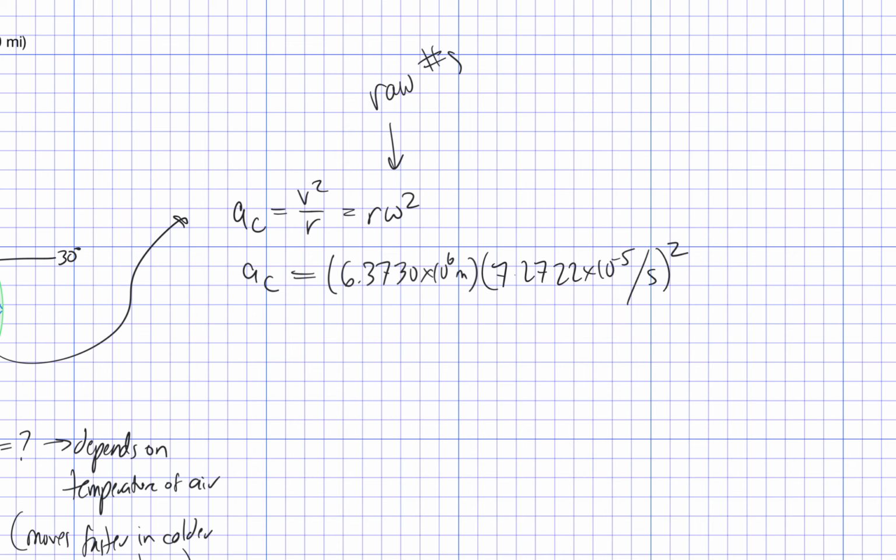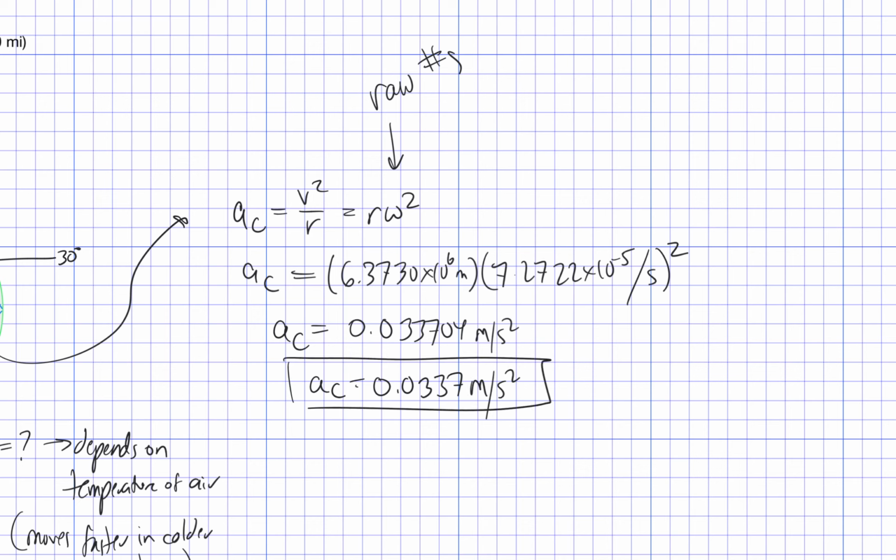Okay, so if we multiply those numbers, we're going to have to square that, right? We'll get AC equals, looks like we're going to get 0.033704 meters per second squared, which is a pretty darn small number. So let's say AC equals 0.0337 meters per second squared for our official answer, which is really, really small, right?